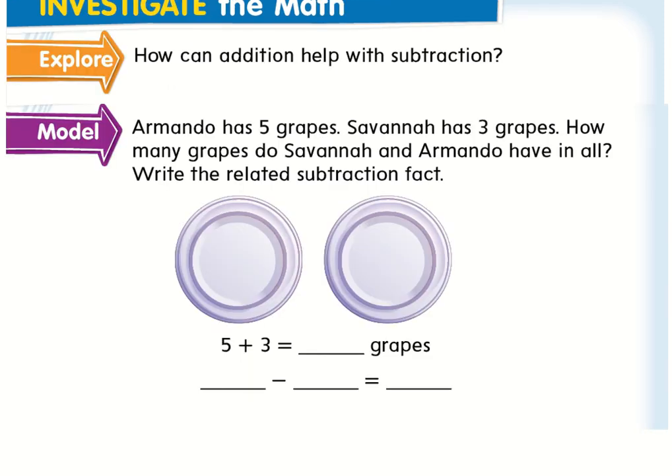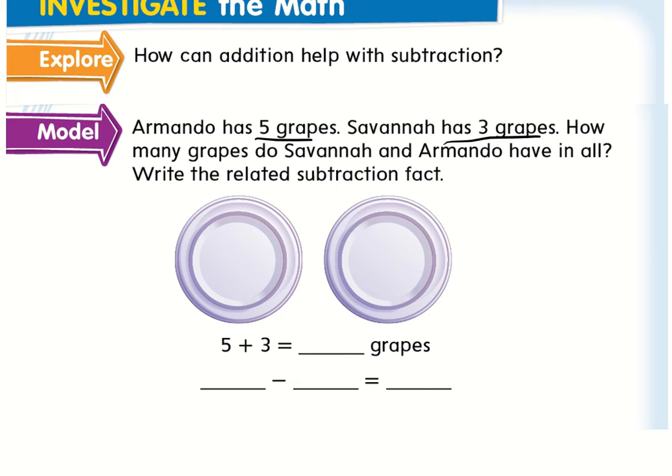All right. Now, boys and girls, this is where it's going to get a little funky. Today, we're going to start talking about addition and subtraction and how they are both related to each other. So let's talk about this group here. Armando has 5 grapes. Savannah has 3 grapes. How many grapes does Savannah and Armando have in all? What we're going to do is we're going to solve this problem together, and then we're going to talk about what it means to make a related subtraction problem by looking at just our addition problem. So let's take a look here.